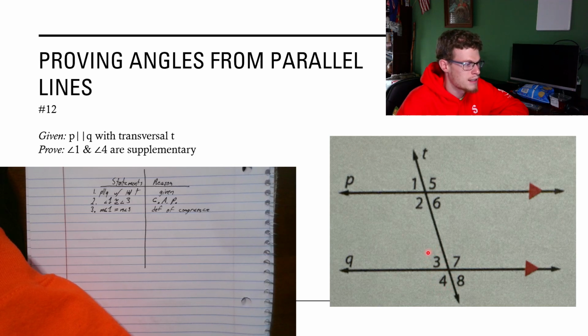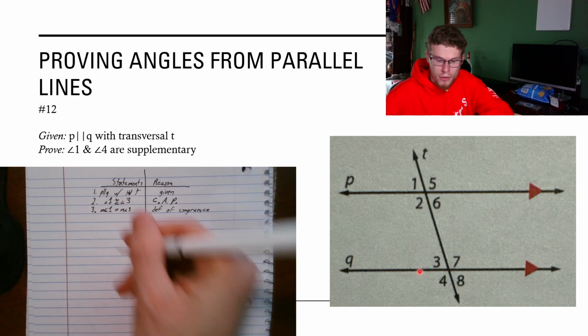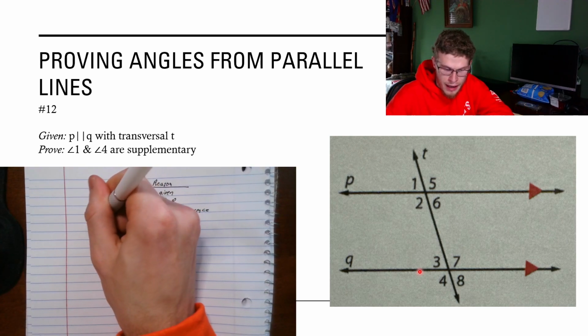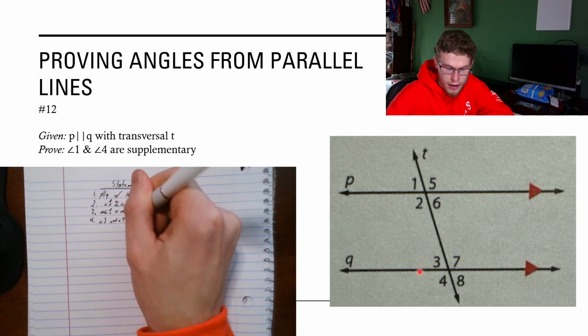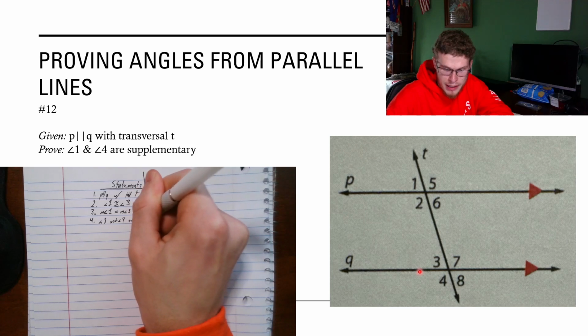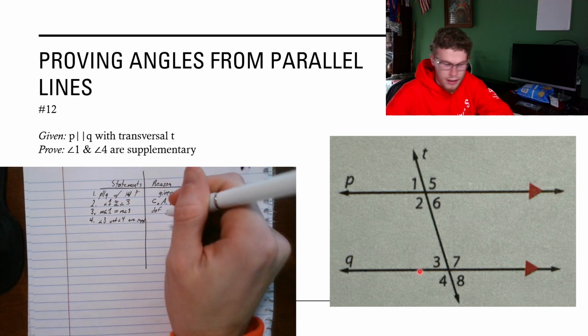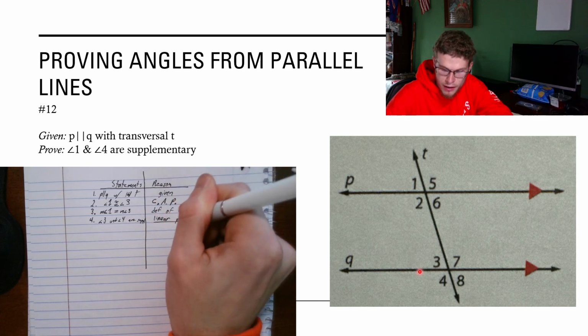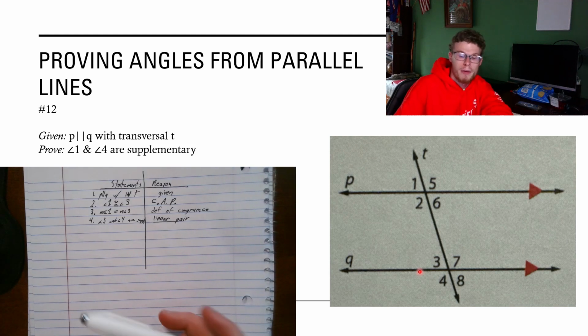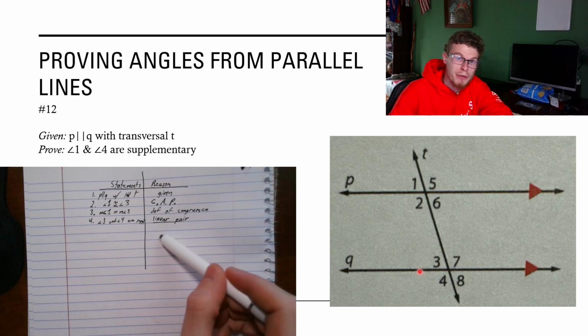Well, it's pretty easy to tell that they form what is called a linear pair, adjacent angles that are along a straight angle. They form a linear pair, which means that I can say that angle 3 and angle 4 are supplementary. Why? Linear pair. They form a linear pair. And since they form a linear pair, now you might be able to see where this is going.